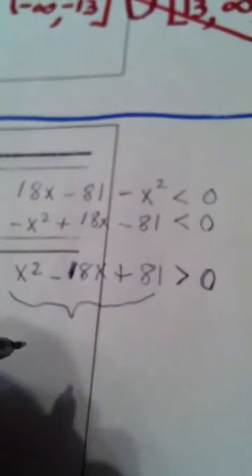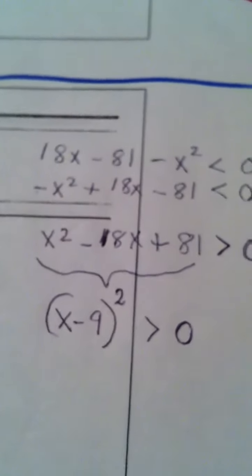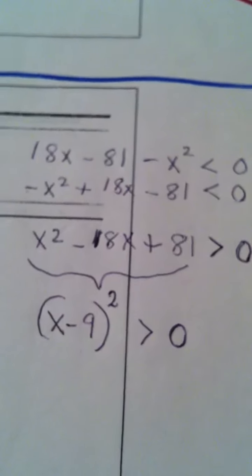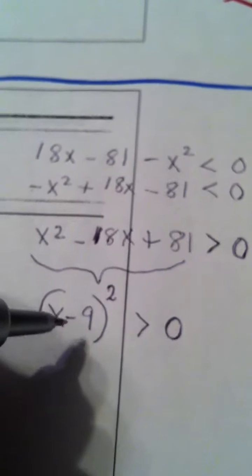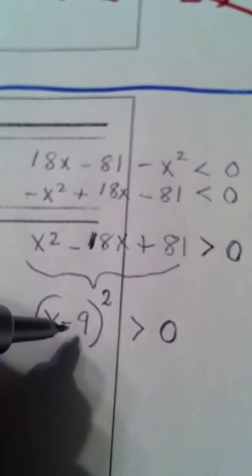Now, this expression factors. This is a perfect square trinomial. In fact, it factors as x minus 9 quantity squared. And we want to know where that's greater than 0. So don't pay attention to the original form of the problem. Pay attention to what I now have right here. Now, when I look at this parabola, it only has one 0, right? And that would be the number 9.